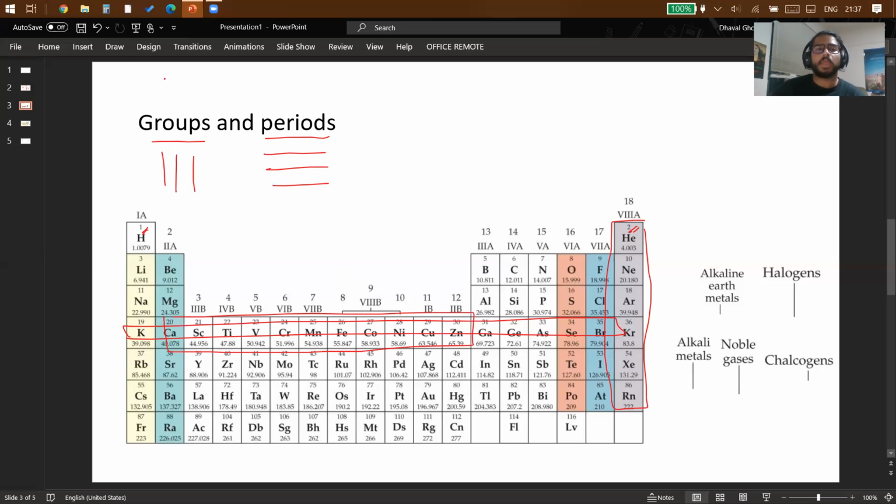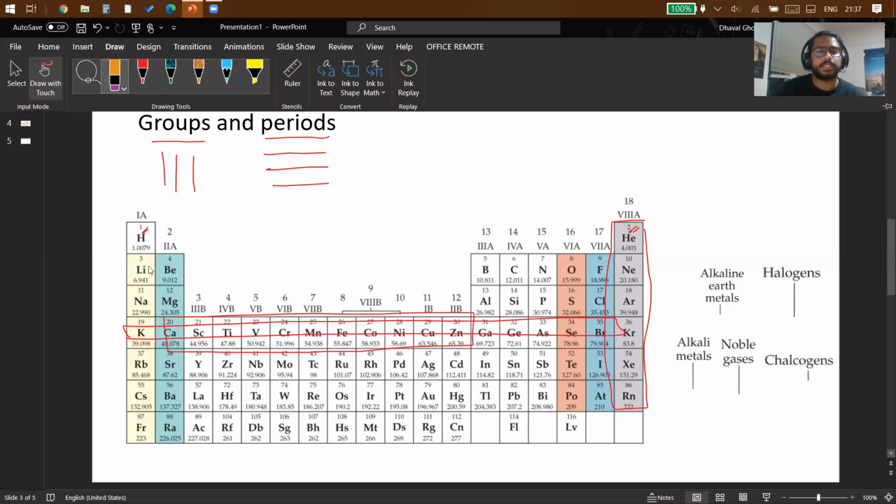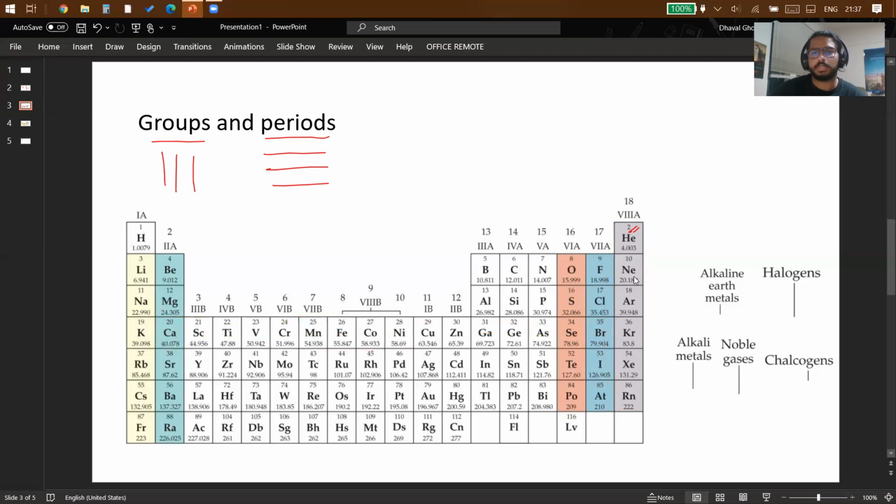Okay. Why this is very important is because something you might have seen in the slides is that a group of elements, a vertical set of elements, possesses very similar properties. Let me show you an example real quick. Let me erase this so it's a bit cleaner.